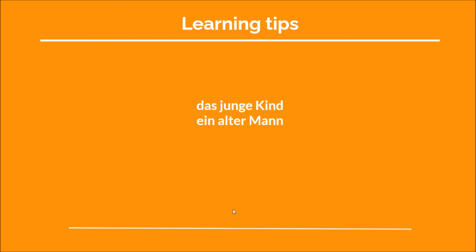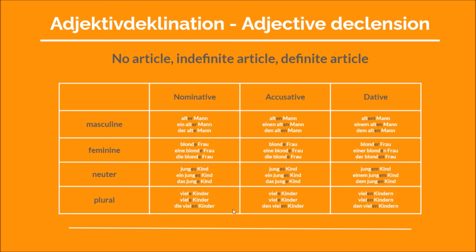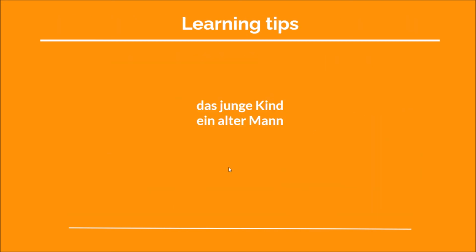Instead of learning all the endings for the adjectives in the different situations, it's better to learn the endings in groups, coming together with the articles and certain examples, so certain nouns. So it's better to learn das junge Kind instead of learning the correct ending for jung for neuter nouns with the definite articles. Here's another example, ein alter Mann, is much easier to remember than by looking at the certain case here in the table.